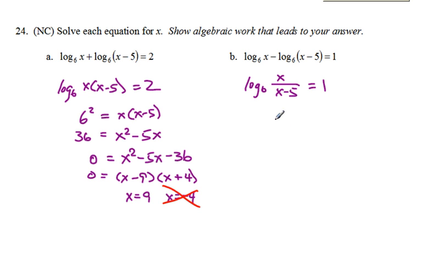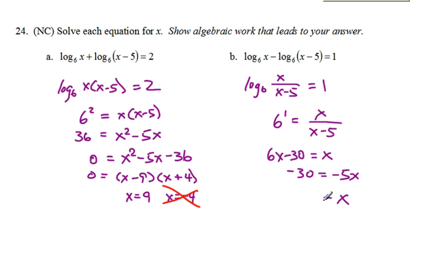Here's my base 6. My exponent this time is a 1, equals x over x minus 5. I can multiply both sides by x minus 5, so 6x minus 30 equals x. And let's subtract 6x, so negative 30 equals negative 5x. Divide by negative 5, and x equals 6.